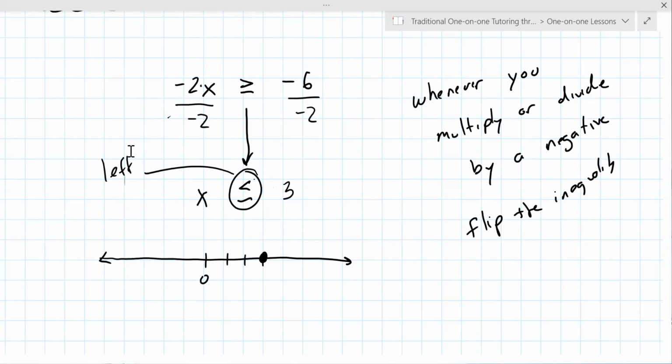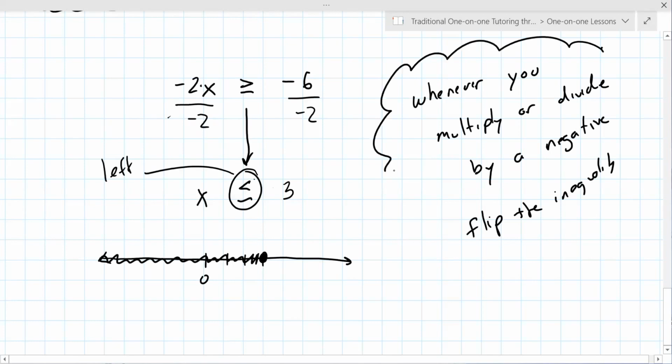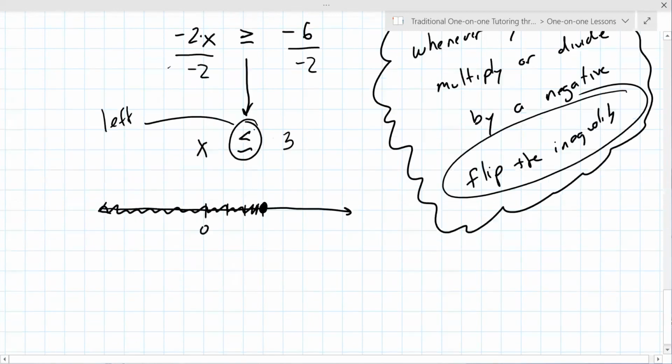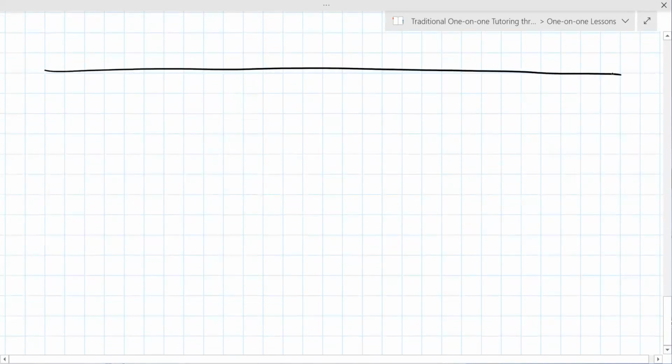All right, so this time you're shading to the left. Okay, so let's try another one here. The main thing here, this on the right, this is really critical. Whenever you multiply or divide by a negative, what do you do? Sourish, say it. You're supposed to flip the inequality. Yes. Okay. All right, so let's try a new one here.